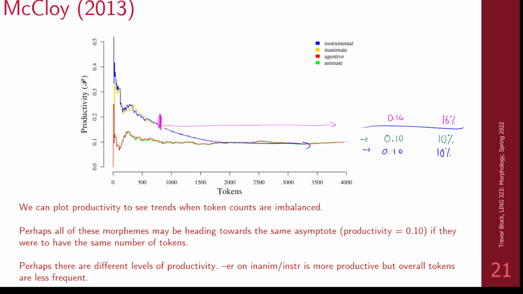So it looks like the inanimate instrumentals are more productive, but if we were to take a look at very, very, very large corpora, or maybe multiple ones, and get a lot more tokens, we might find that they're actually about as productive as each other. So a little bit more of a higher concept there, but just interesting notes about productivity.